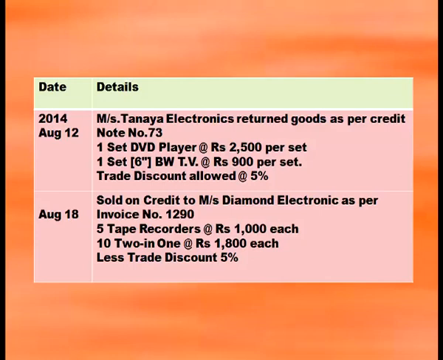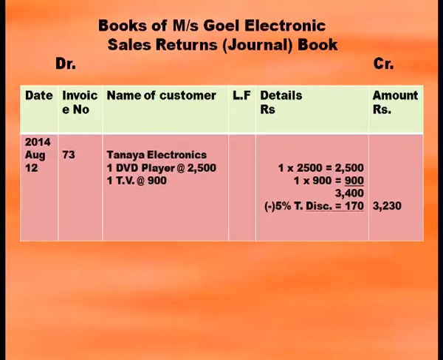So, first we will prepare the sales returns book with Messrs Tanya Electronics. In the sales returns book, date, credit note number in the second column, name of the customer, ledger folio, details and amount. 2014 August 12, credit note number 73, Tanya Electronics is the name of the customer. What have you sold? One DVD at rupees 2,500 and one television at rupees 900. Its details go in the details column, and after that deducting the trade discount of 5%, the net amount will come in the amount column.